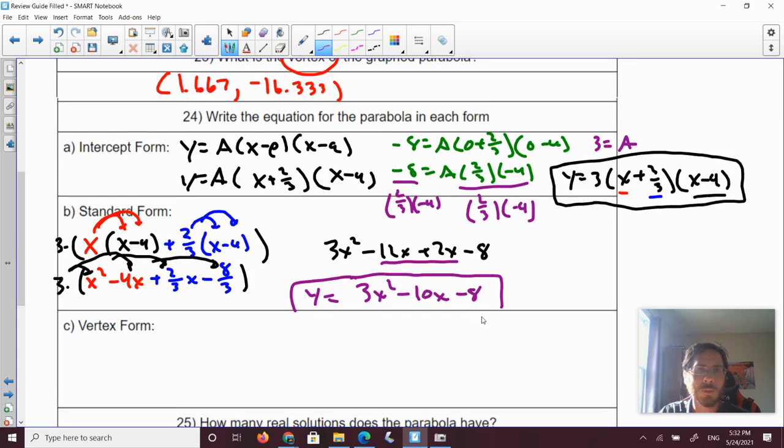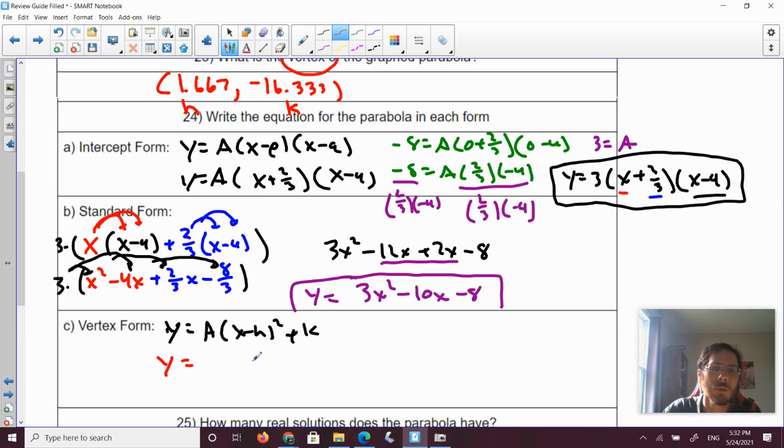Let's do vertex form. So vertex form is the last form. For vertex form, its form is y equals a times x minus h squared plus k. Well, I know h and k because that's the vertex. H is here, k is there. So y equals x minus 1.667 squared minus 16.333. Because, again, this minus sign comes in here, so it'll become negative.